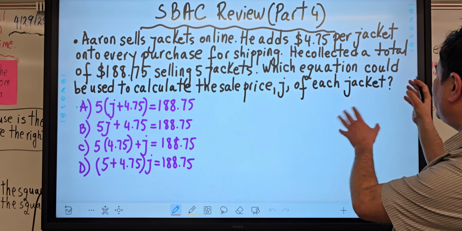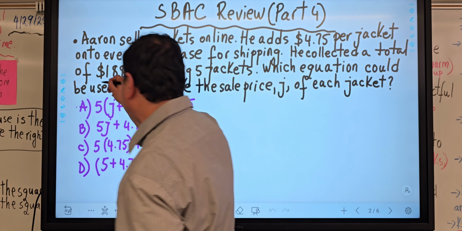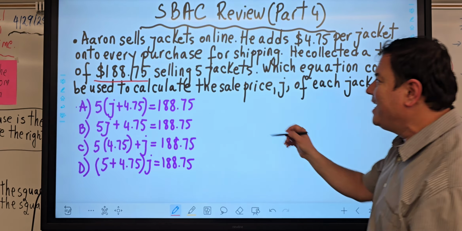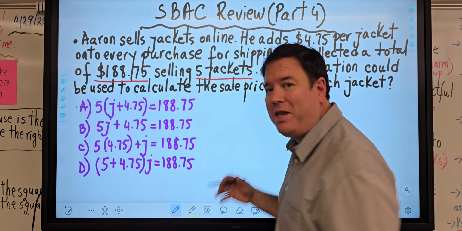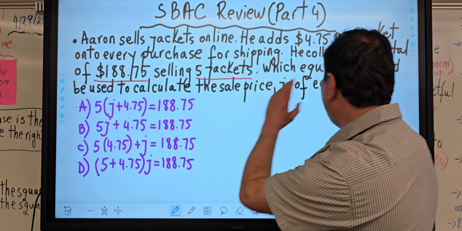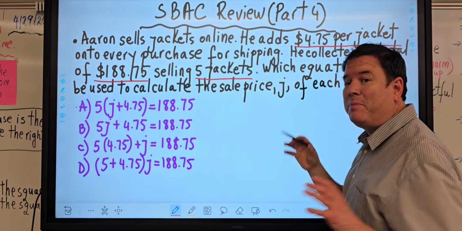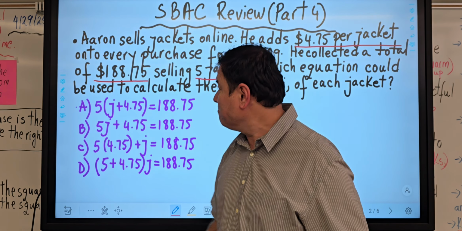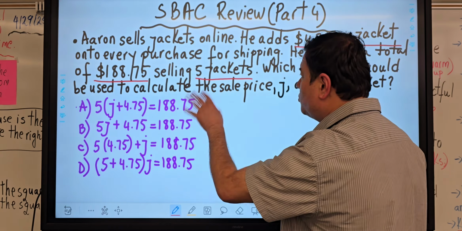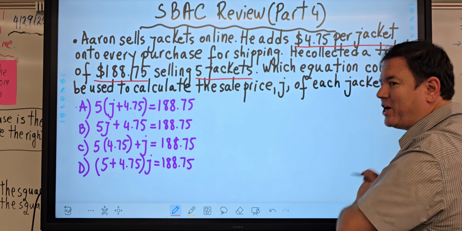And he collected a total of $188.75 selling 5 jackets. So he sold 5 jackets, but for every jacket he paid $4.75. Okay? And then the question is, which equation could be used to calculate the sale price J of each jacket?